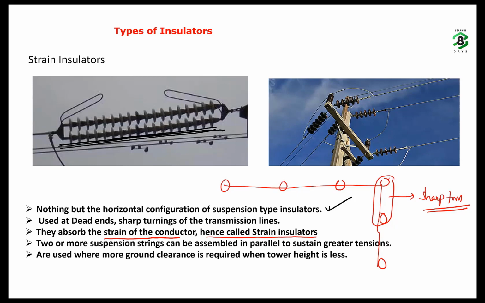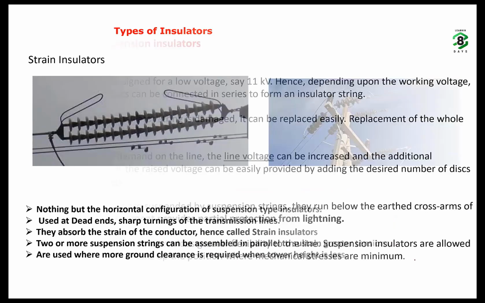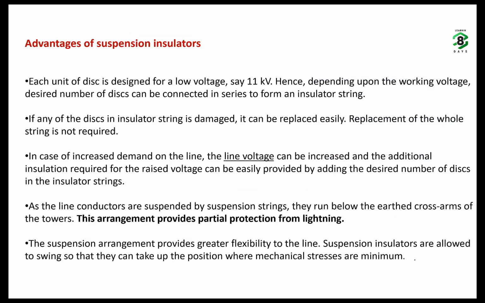Why are we connecting two strain insulators in parallel? Two or more suspension strings can be assembled in parallel to sustain greater tensions. If the cable conductor weight is more, so to take the tension, we are connecting two or more suspension strings in parallel. Okay. Next, the last type: the advantages of this suspension type insulators, whether they are used horizontally or vertically. They have a few advantages. Let someone read the advantages.